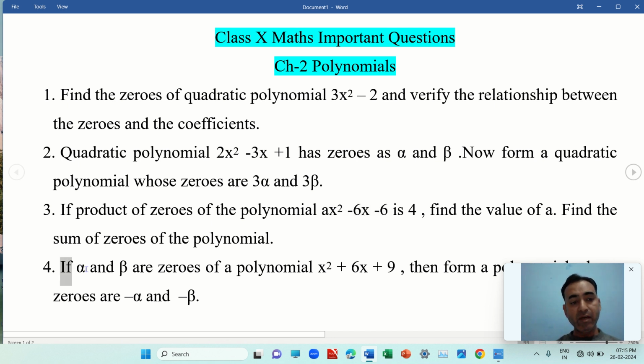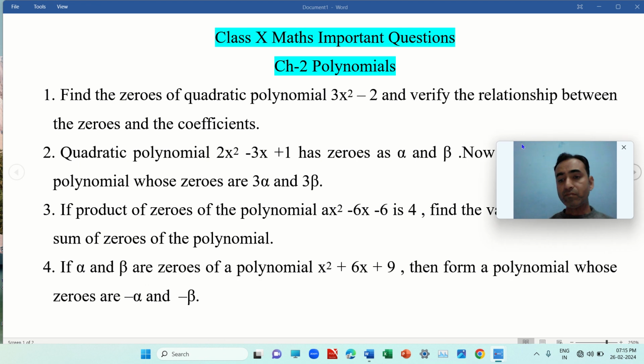Next question: if alpha and beta are zeros of the polynomial x square plus 6x plus 9, then form a polynomial whose zeros are minus alpha and minus beta. In this polynomial also we will solve this x square plus 6x plus 9 by splitting the middle term, and we will get the value of alpha and beta.